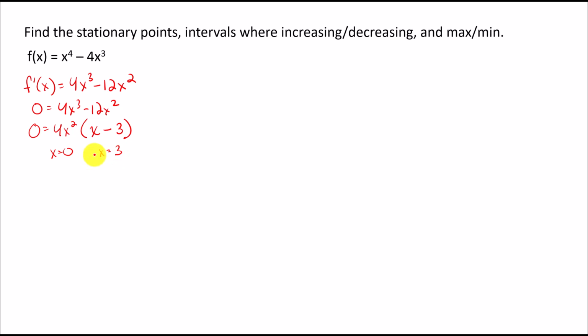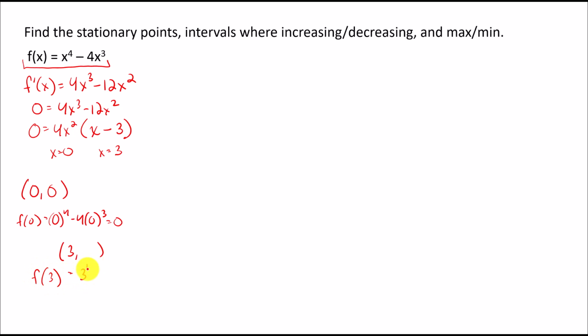So I have 2 this time. So I need to find the y values that go with them. So you're finding this y value by plugging back into the f of x. So f of 0 would be 0 to the 4th minus 4 times 0 to the 3rd, which would just be 0. And then for my 3 comma something, I need to find f of 3, which is going to be 3 to the 4th minus 4 times 3 to the 3rd. And that is going to give us -27. So -27 is the y value. So this and this are my stationary points.